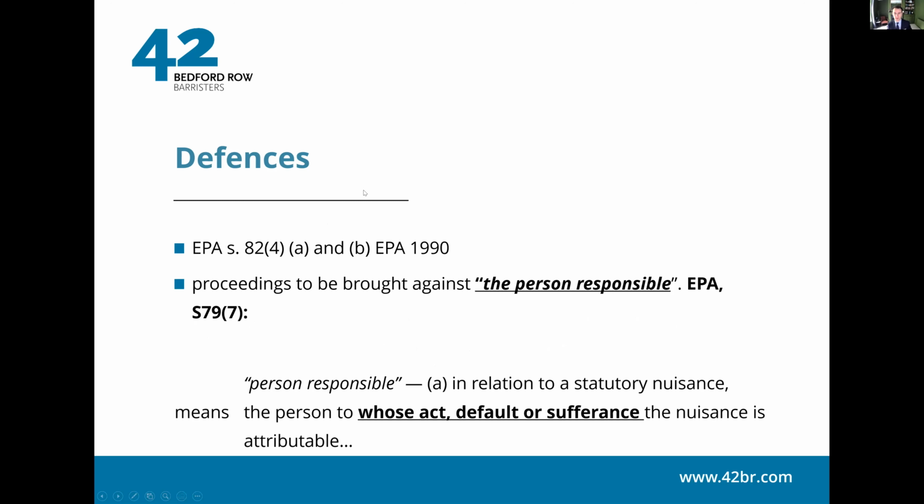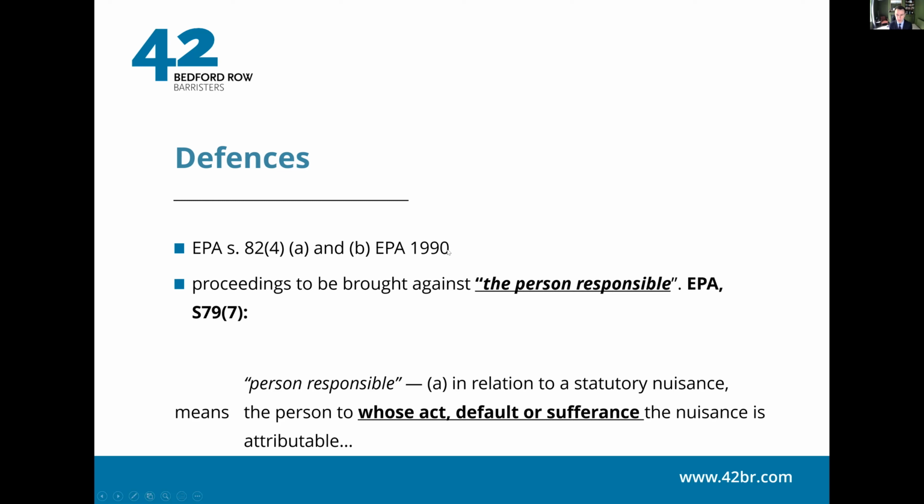Now, if we move on, section 82, subsection 4 refers to proceedings being brought against the person responsible. So if you like, this is the guilty party. Subsection 4 says, proceedings for an order under subsection 2, which is the subsection we've just referred to, shall be brought A, except in a case falling within B, C, or D, against the person responsible for the nuisance. And that is in relation to a statutory nuisance, and as Krishma has made clear, that's what we're talking about in the landlord and tenant sphere that this training is built around. In relation to a statutory nuisance means the person to whose act, default, or sufferance the nuisance is attributable.